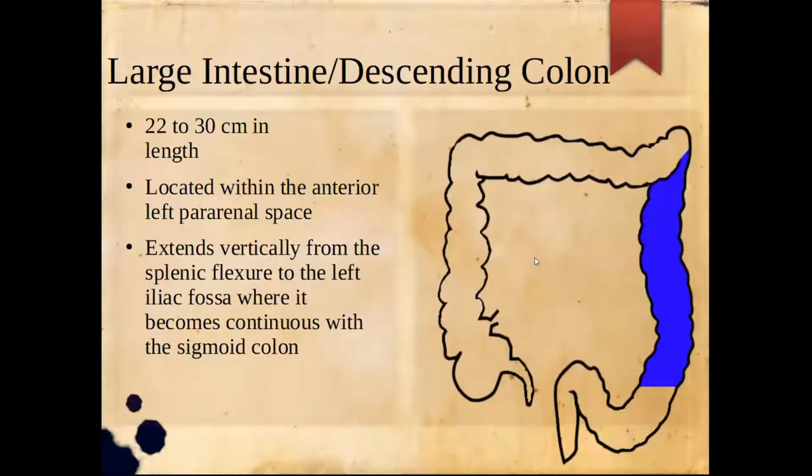Okay, and now we're talking about the descending colon. The descending colon is about 22 to 30 centimeters in length, located within the anterior left pararenal space. It extends vertically from the splenic flexure to the left iliac fossa, and after that is continuous with the sigmoid colon.